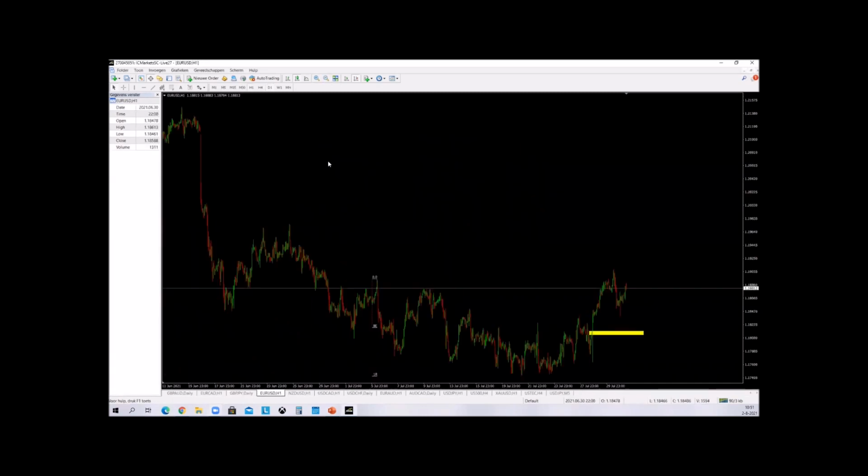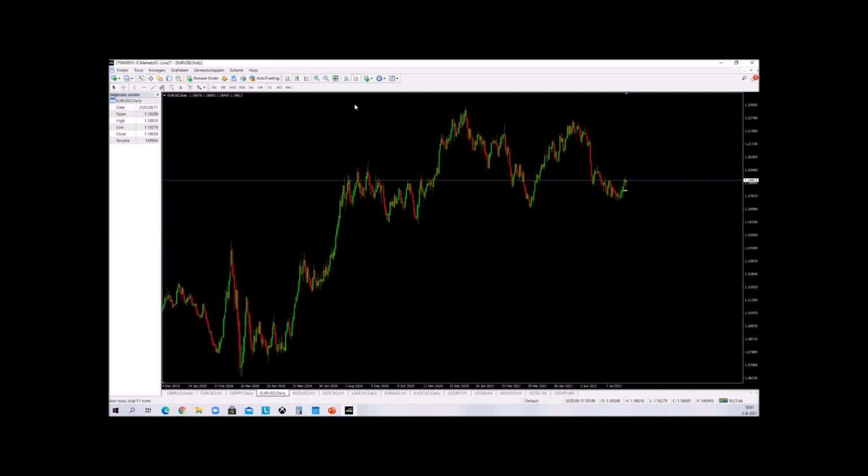Euro dollar. Let's remove this FIB tool. So if we go to the daily time frame and we take a look at the euro dollar, there still is no clear direction for me. I do think this low will get broken anytime soon because of liquidity purposes. And there's also this almost double bottom here.